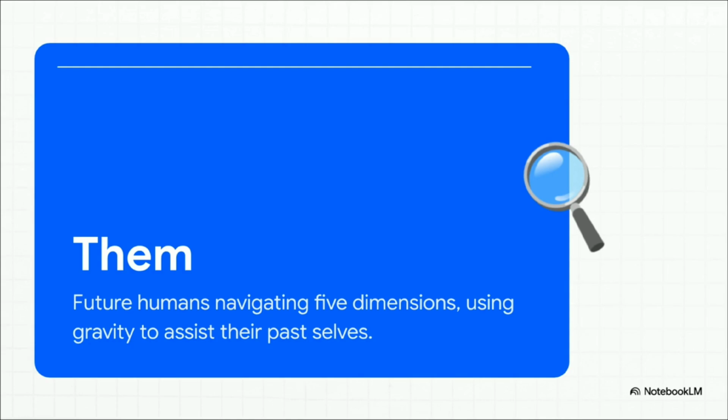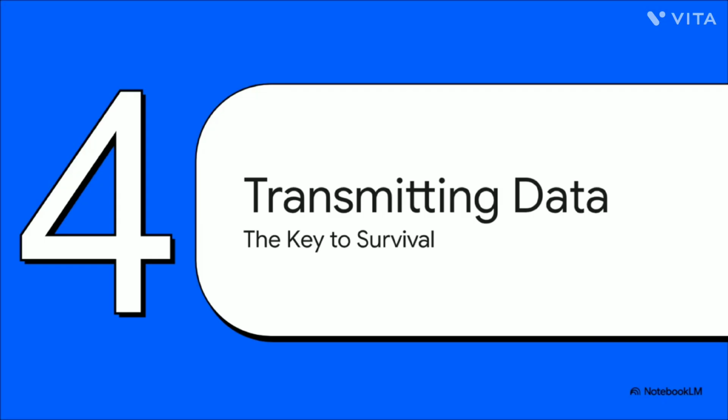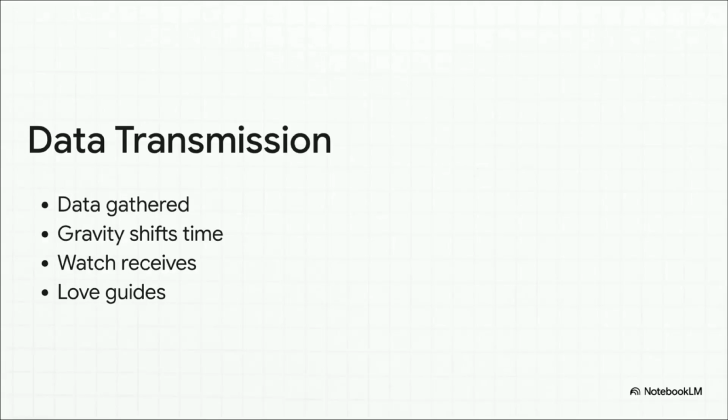That takes us to Section 4, transmitting data through love, the key to survival. So Cooper realizes the future humans didn't just bring him there to watch. They brought him to act as an interdimensional messenger. The crucial point here is figuring out exactly how Cooper can send the quantum data that TARS collected back to Earth. Here's how the mechanics work.